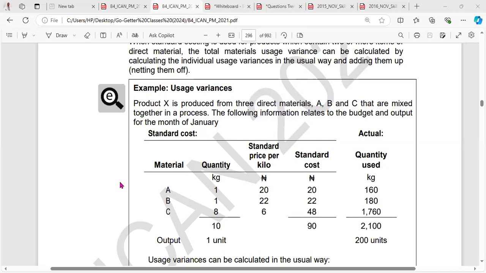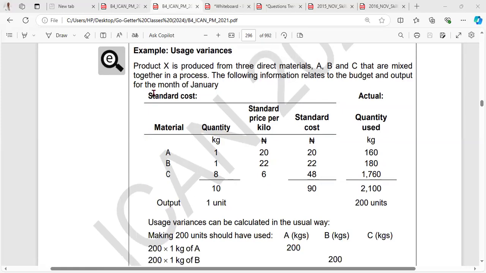So our usage variances, we can get each of them individually and add them up, like we did in one of the examples when we had material A and B. We did their usage variances separately. Now, we can also do a mix variance together. Now look at this example here. Product X is produced from three direct materials, which are A, B, and C, that are mixed together in a process. The following information relates to the budget and output for the month of January.